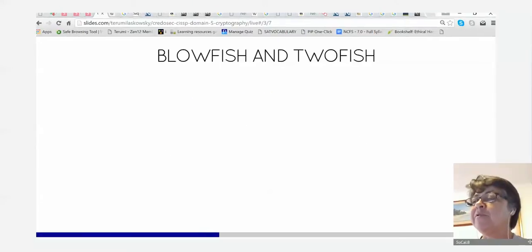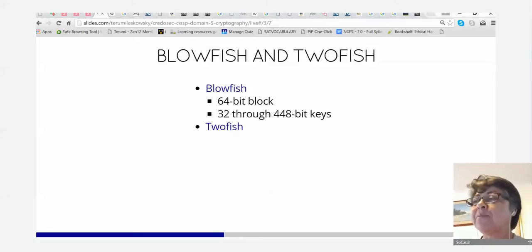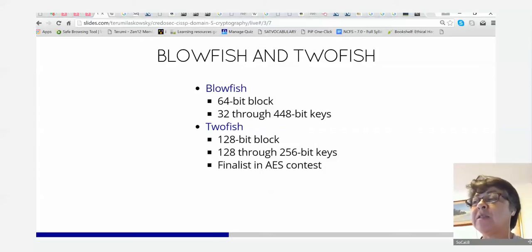Alrighty. Blowfish and Twofish. Blowfish, 64-bit blocks. Just remember, it is a symmetric encryption. 32 through 448-bit keys. Twofish, 128-bit blocks. And keys are of that length. It is a finalist in the AES contest. That is, when triple DES was found to be no good, the U.S. government held a contest. Said, look, we're not going to be creating this thing in-house. We want somebody very, very smart to come up with something very, very strong. So the actual winner of the contest was the Rijndael algorithm, and Rijndael became the AES. But there were other people that came up with it. And Twofish is one of those.